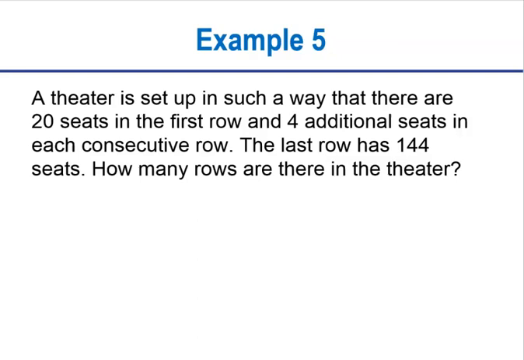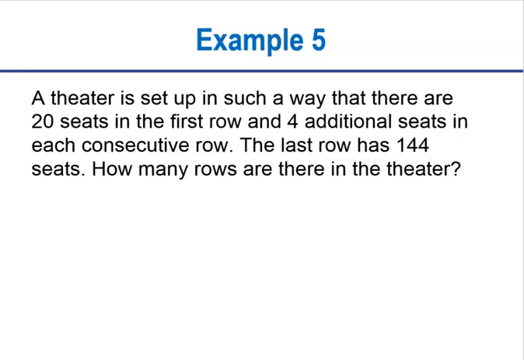Now let's try another problem where we get to apply possibly this arithmetic sequence thing that we're learning here. A theater is set up in such a way that there are 20 seats in the first row and 4 additional seats in each consecutive row. So again, the first row has 20 seats. The second row has 24. What would the third row have? 28, right? And then 32. So 4 additional seats each row until you get to the last row, and they say that has 144 seats.